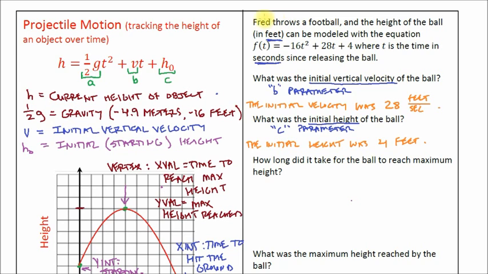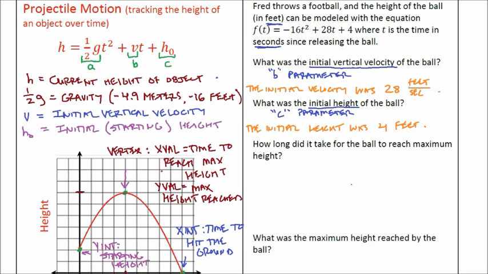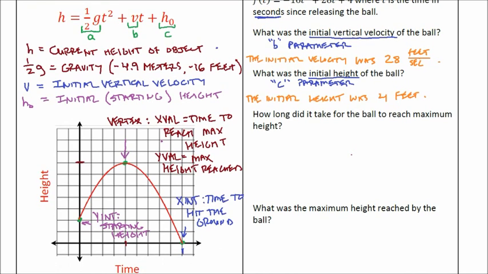And that makes sense. Person's throwing a football. They're not throwing it from ground level. They're throwing it from wherever their arm is, and this person, whatever their height is, they're throwing at a starting height of 4 feet. All right, next question. And let's underline this. How long did it take for the ball to reach maximum height?